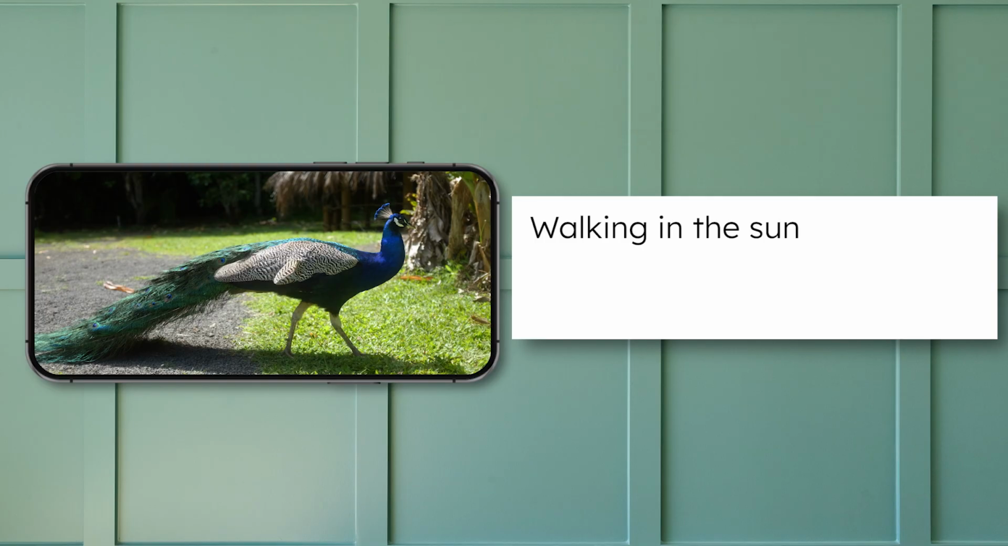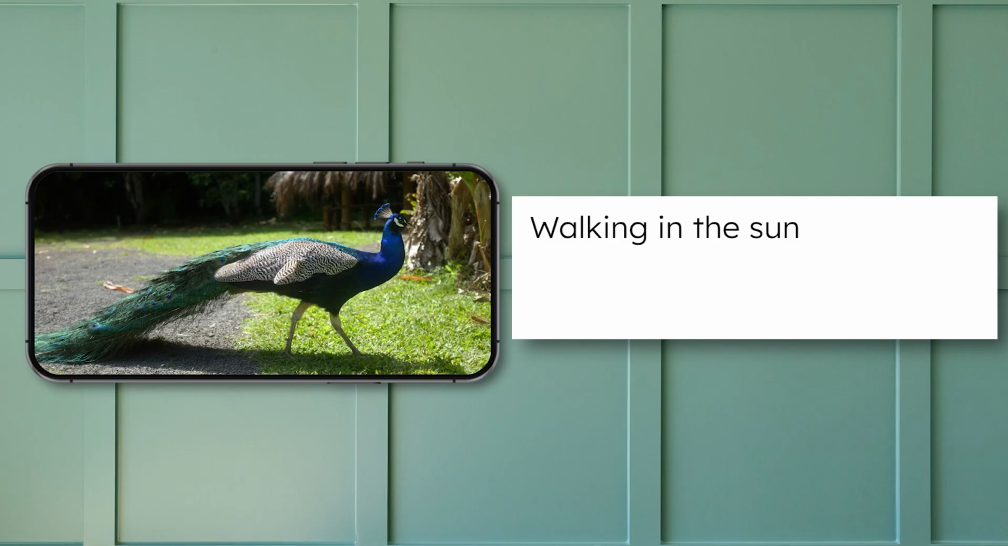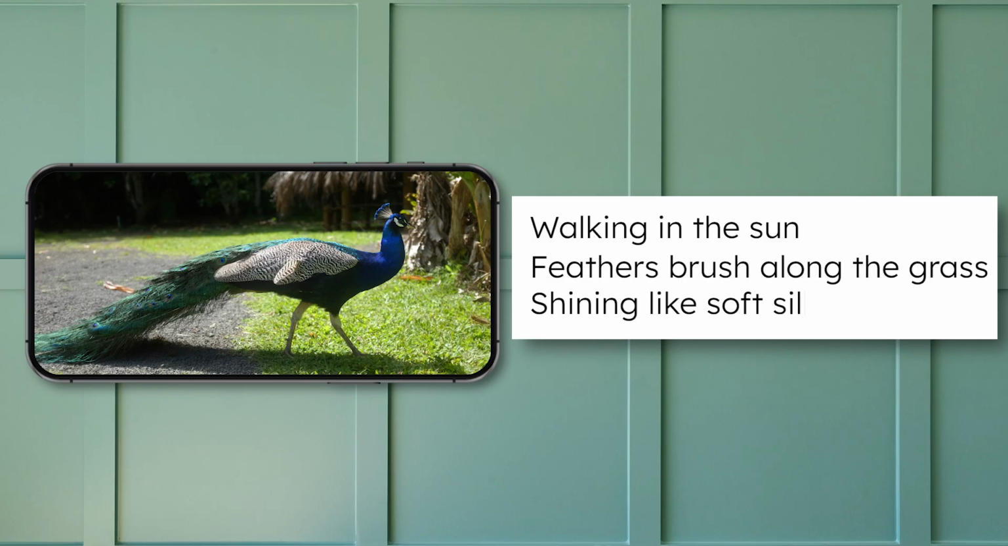What did you come up with? You could have said something like, walking in the sun, turquoise feathers trail behind. He wears a blue crown. Or maybe, walking in the sun, feathers brush along the grass, shining like soft silk.